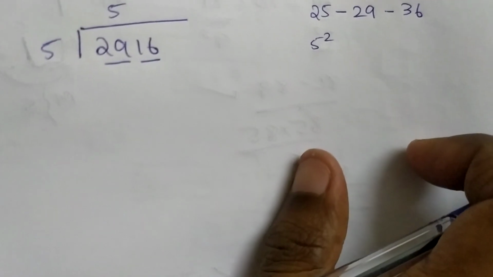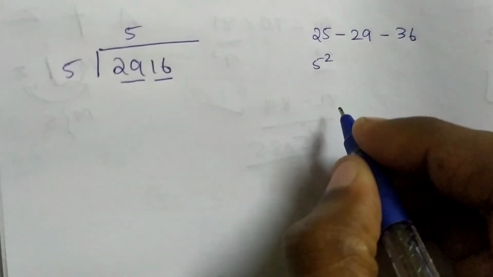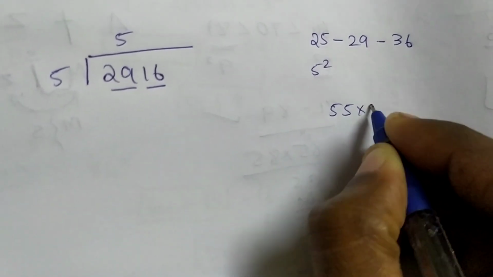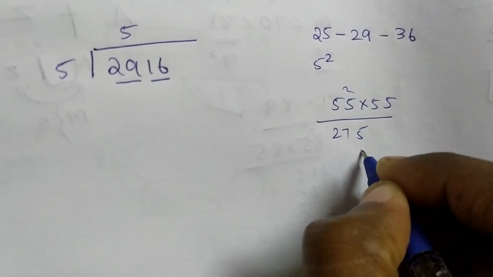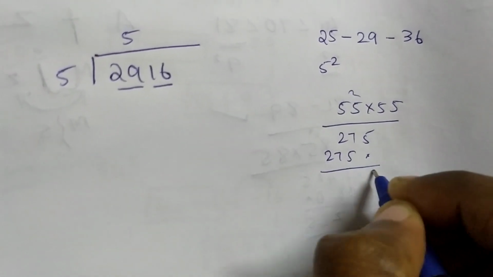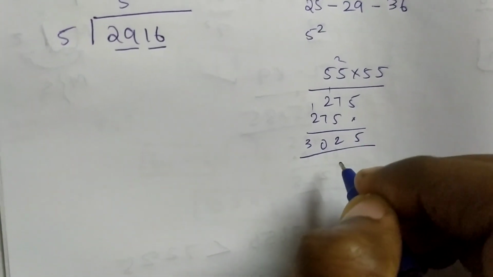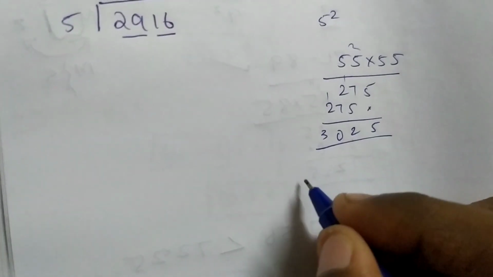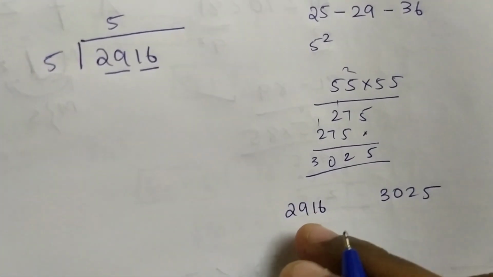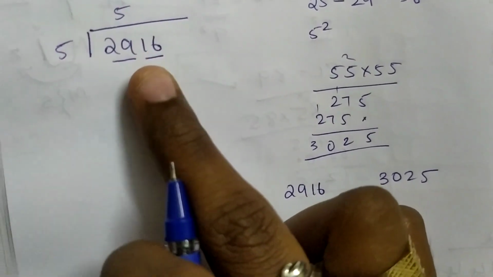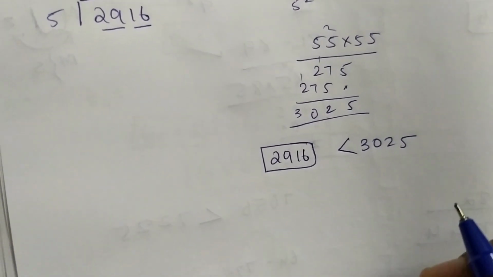And then what you have to do is consider 55 square. 55 into 55. 5 fives are 25, 2 fives are 25, 26, 27. And here also 275. If you add those numbers, you will get 3025. Then compare these two numbers, 2916 and 3025. You are having a number which is smaller than this number.